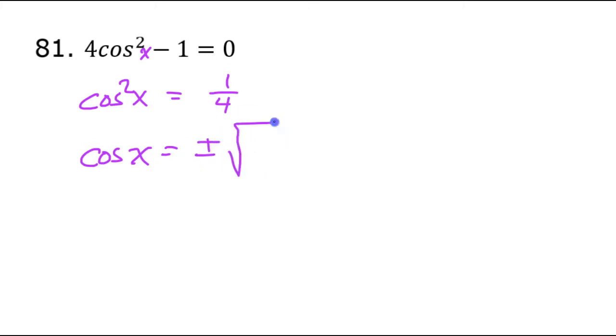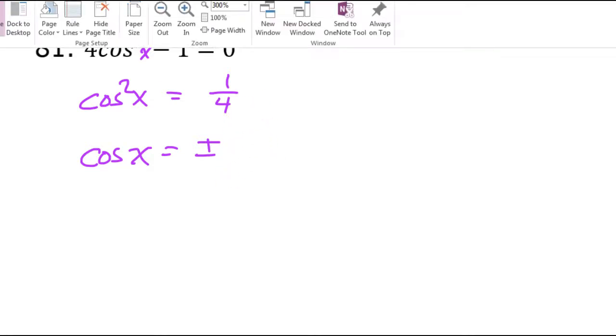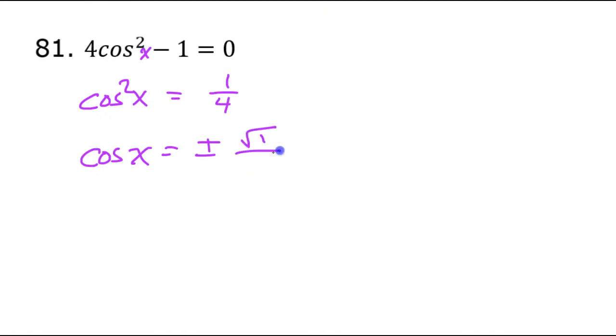And you know what? I'm going to show an extra step that I normally don't show. The square root of 1/4, you need to understand that that is the same thing as the square root of 1 over the square root of 4. All right, which is why we're going to end up with plus or minus 1/2.